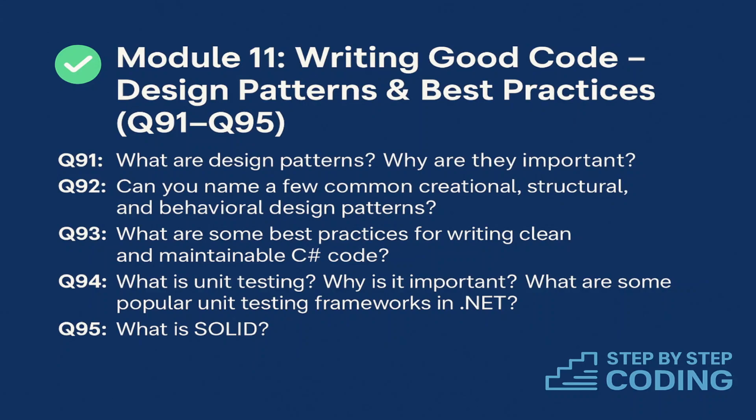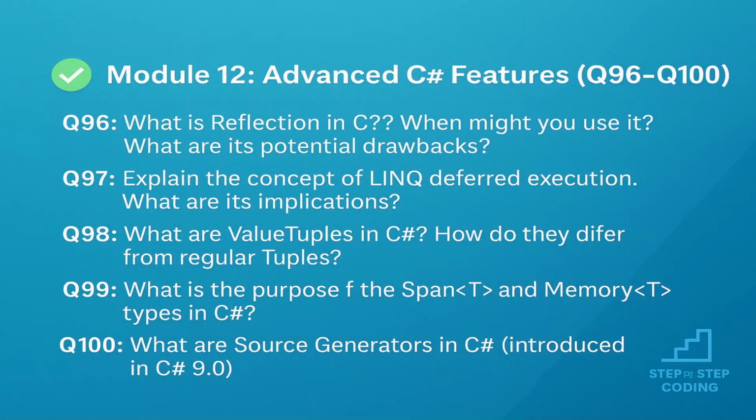We will explore the key design patterns and best practices, and you will see why unit testing is essential for quality code. And finally, we are going to wrap up this series with Module 12, where we are going to get into some mind-bending, powerful stuff like reflection, Span<T>, and cutting-edge source generators. Sounds like a lot, honestly, right?